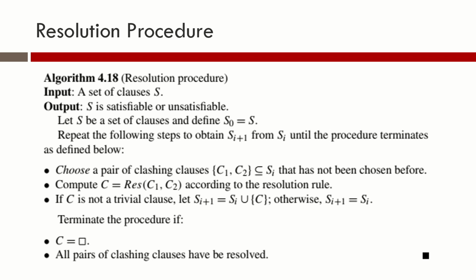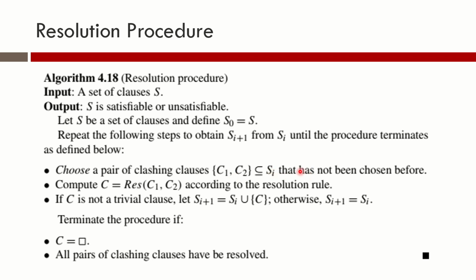To perform the resolution procedure, the input will be a set of clauses, and finally after applying the resolution procedure, what we decide is whether S is satisfiable or unsatisfiable. S is a set of clauses and we define S0 as S. S0 is the initial step in the resolution procedure, so S0 is initialized as S. Now, repeat the following steps to obtain Si plus 1 from Si until the procedure terminates. Choose a pair of clashing clauses C1, C2, a subset of Si.